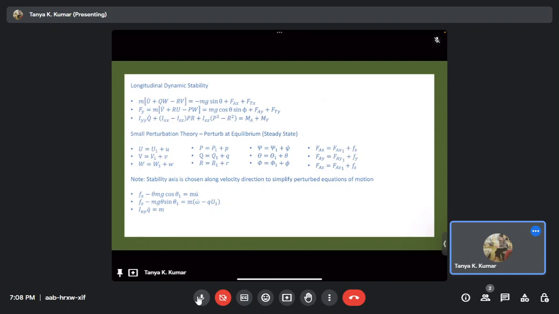Then we studied stability axis. We had also done a couple of questions on this. Does anybody remember what the stability axis is, why we did this?